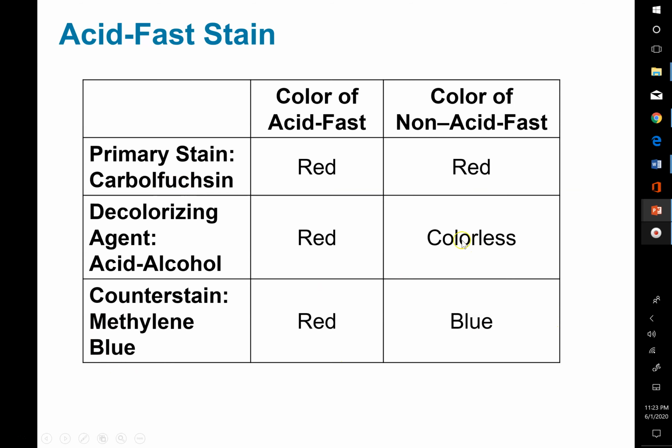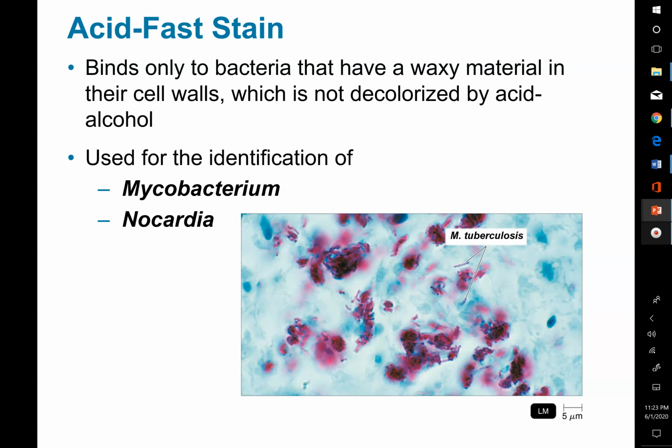And then again, because we don't want to try to view colorless bacteria under the microscope, we counterstain, in this case with methylene blue, to get non-acid fast bacteria appearing blue and acid fast bacteria appearing red. When this procedure was initially developed, it was actually developed not to distinguish two bacteria from each other, but rather to be able to distinguish tuberculosis from lung tissue. So lung tissue would stain blue, and the bacteria would stain that fuchsia pink color.